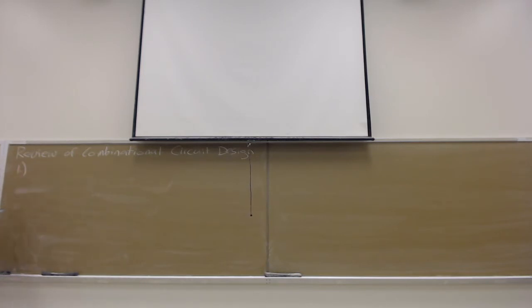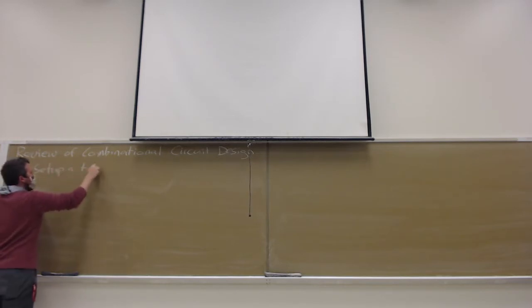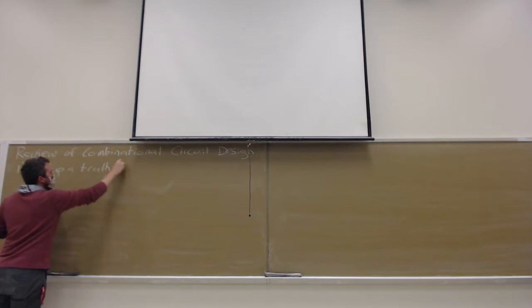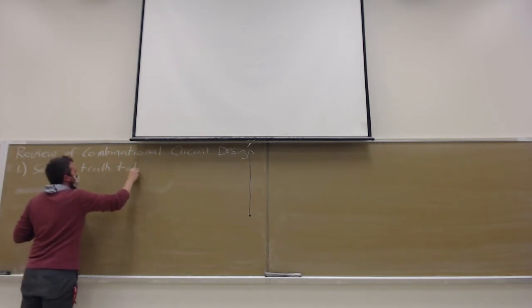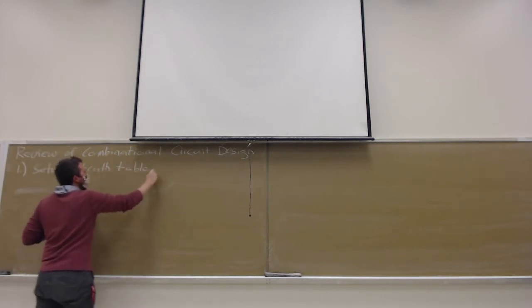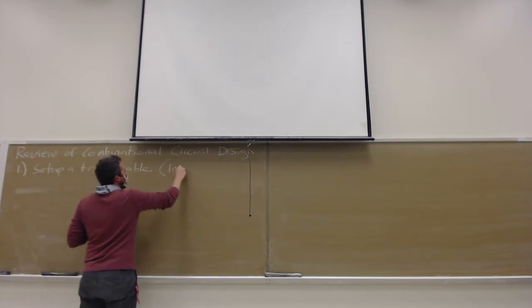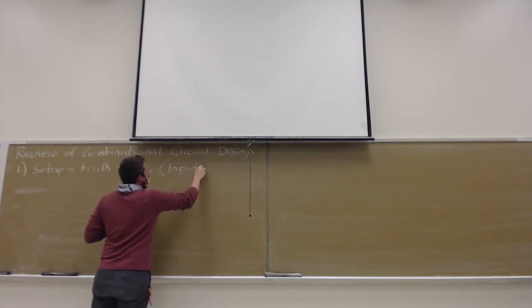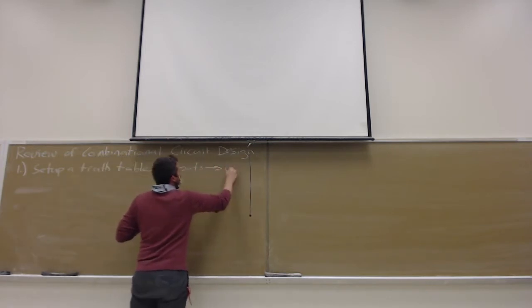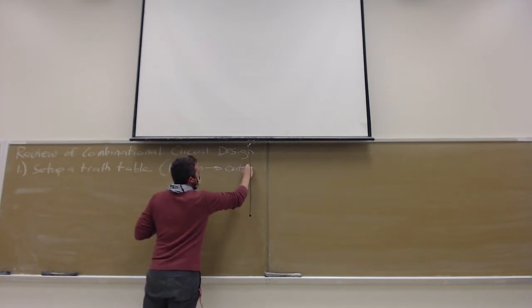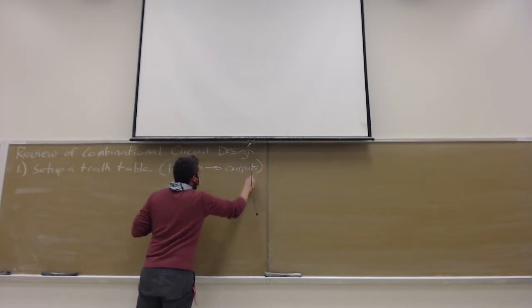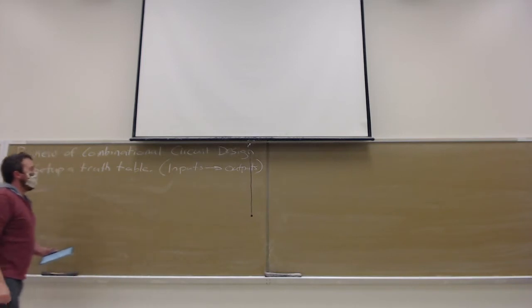Step one is always going to be set up a truth table. This lets us map the inputs to the outputs. This lets us define what success looks like. This lets us define the behavior I think it should have. So set up a truth table.